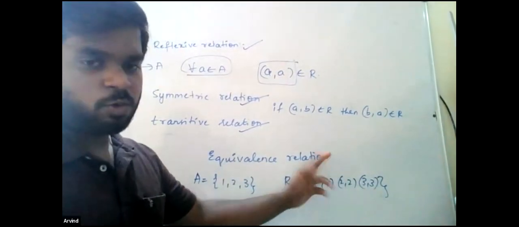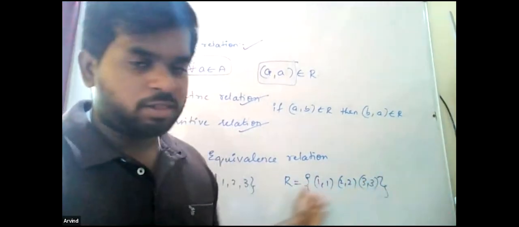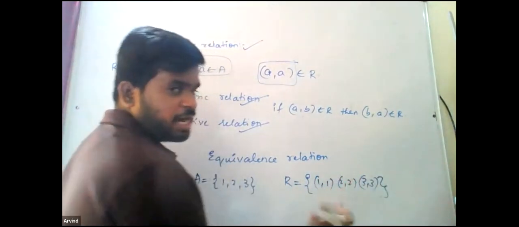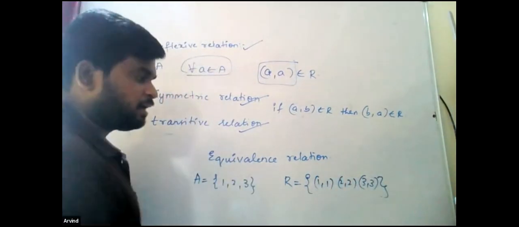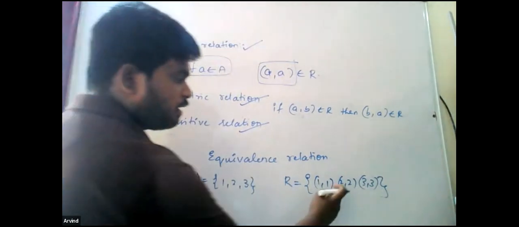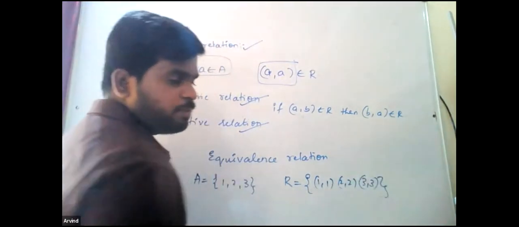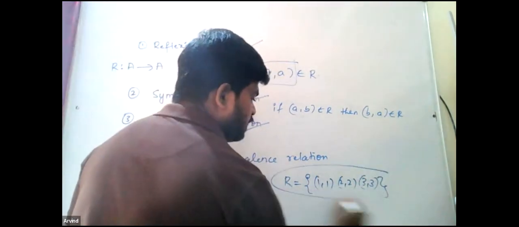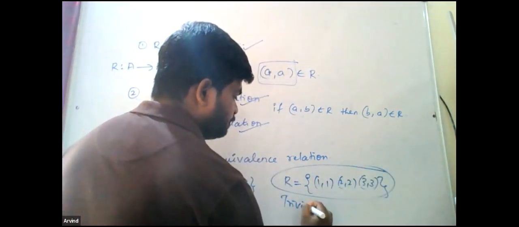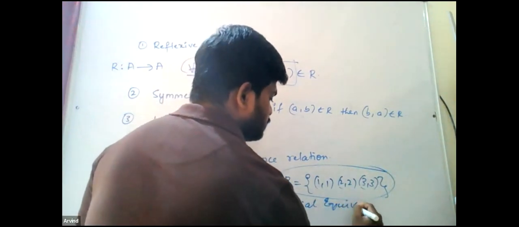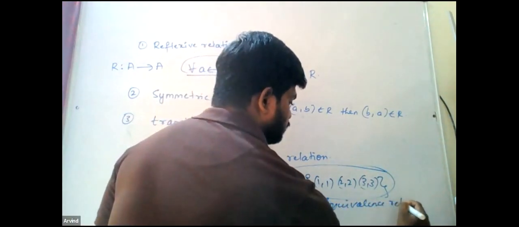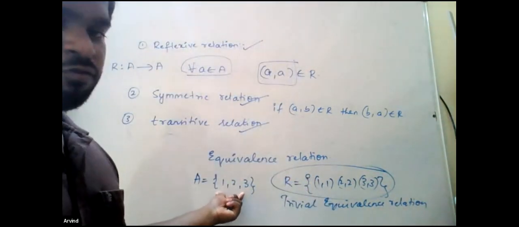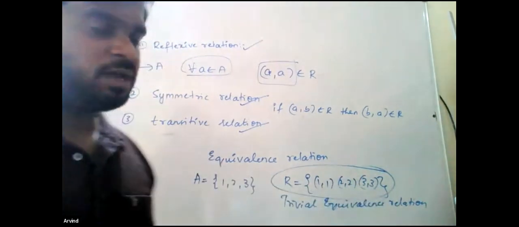The reverse of 1,1 is 1,1, so it is symmetric. Transitive: 1,1. Is there anything else starting from 1? No. If there is none, we can directly say it is transitive. Similarly, is there anything else starting from 2,2? No. Anything else for 3,3? No. So we call this a trivial equivalence relation. The best example for an equivalence relation is 1,1, 2,2, 3,3 for this set.